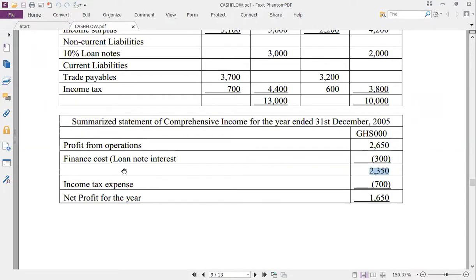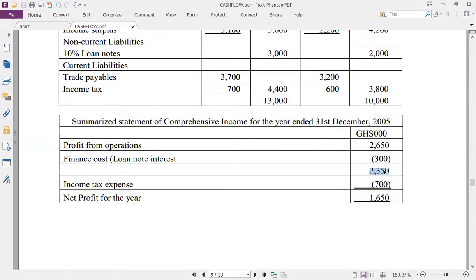Have you seen that we've not named it? Yes, it does not have a name. It's there for a reason. So any profit which is before the income tax is profit before tax. Any profit which is after the income tax is profit after tax. So the profit before tax will be 2350.